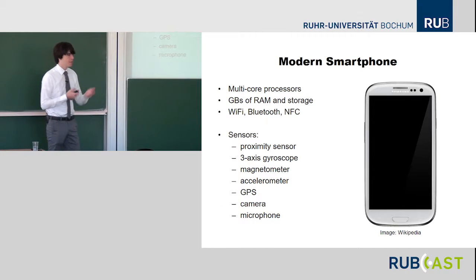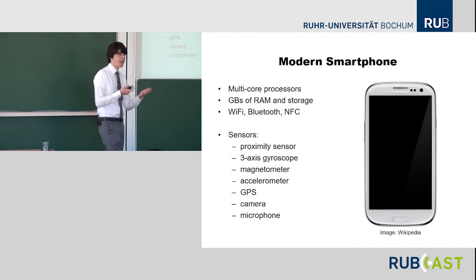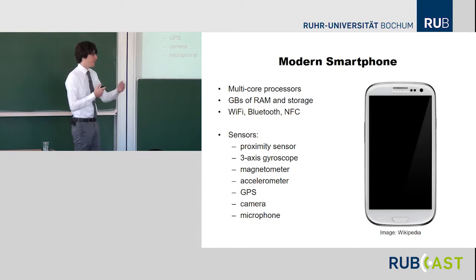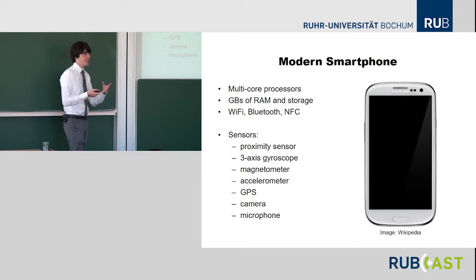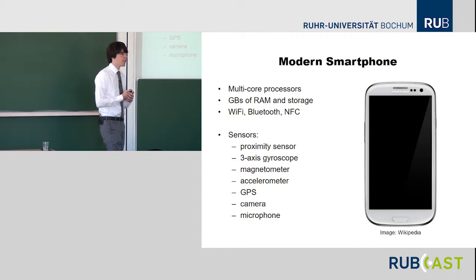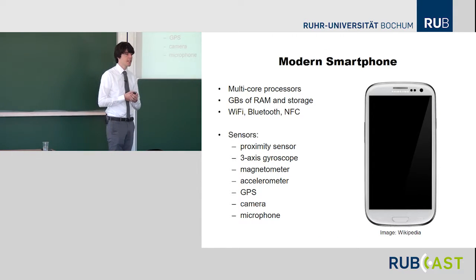So let's get started. This is a typical modern smartphone. Inside you have many cores for processing, gigabytes for data storage, flash memory for persistent storage, but the most interesting thing is all these different sensors that you have in your phone. You have a proximity sensor, you have a microphone. Actually, I found out recently that there are two or three microphones in the phone, so you get stereo recording. There's a magnetometer or a digital compass, which we're going to focus on, GPS, camera. All these different sensors are available on your phone.